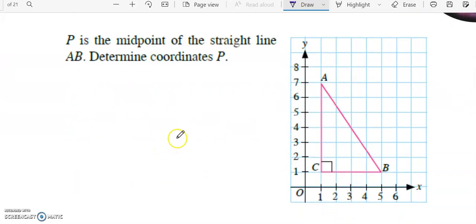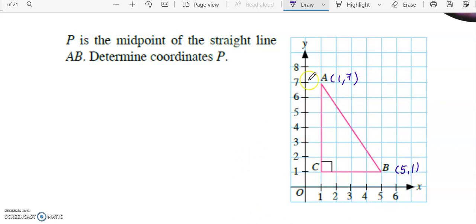So next, we get the question. P is the midpoint of the straight line AB. So we determine the coordinates P. P is the midpoint. Kalau tengok kat sini AB, kita ada point A dengan point B. So ambil dulu point A. Tengok point A here is 1, 7, and then point B here is 5, 1.